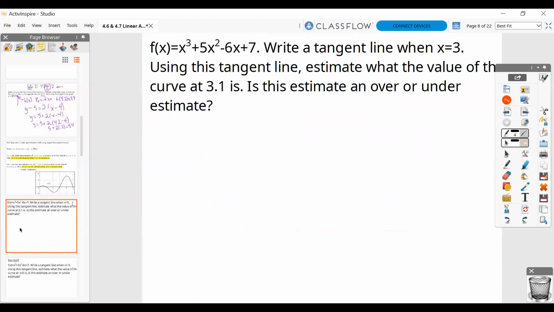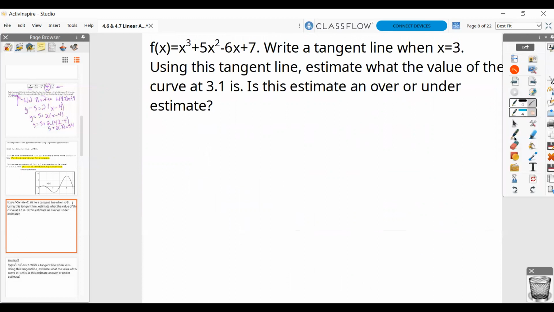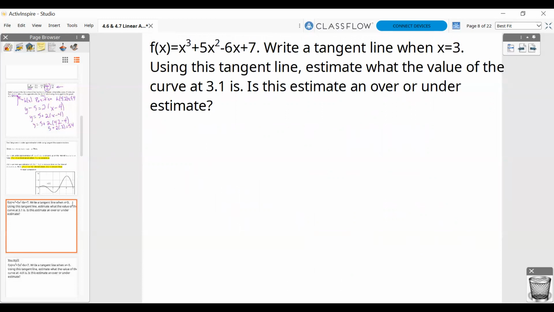Let's look at a problem. So here's my position function, and we want to write a tangent line when x equals 3. Then we're going to use this tangent line to estimate the value of the curve at 3.1, right? Locally, we're not going that far from 3. Could be even closer, but we're just going to do a kind of close estimate here. And then we're trying to figure out if this estimate is an over or underestimate. So there are really 3 parts: first, the tangent line. Second, what's the value at 3.1 using this tangent line? And third, is it an under or an overestimate?